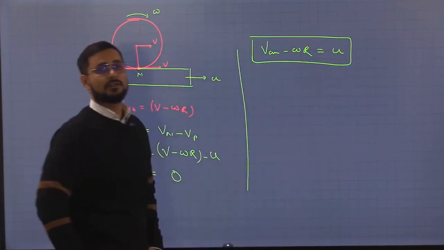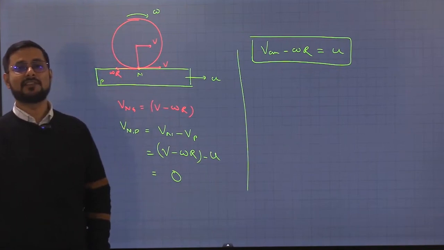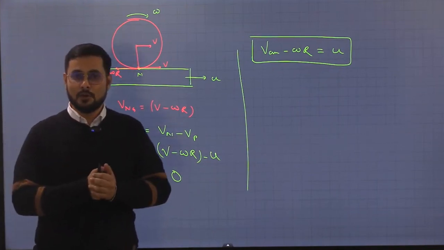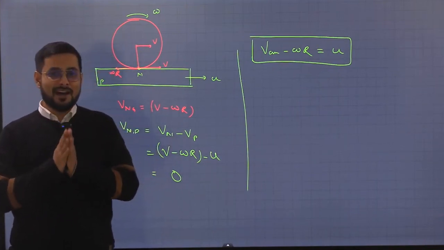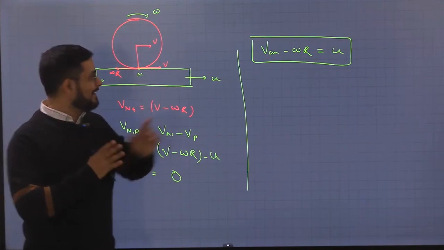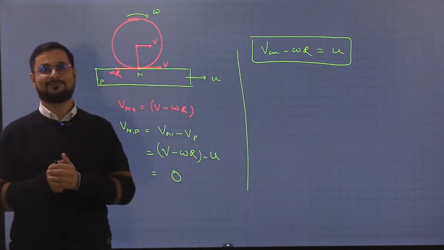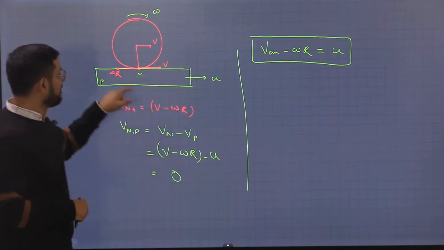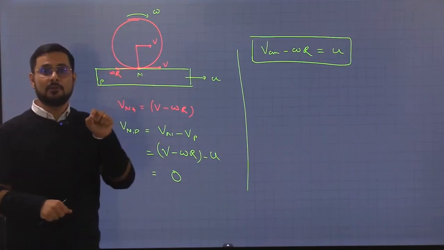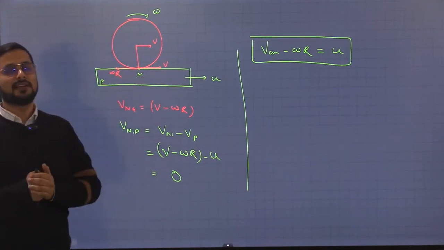So it is not always the case that VCM minus omega r must be 0. No, VCM minus omega r is equal to the velocity of the platform, or you can say that the velocity of the point of contact is 0 with respect to the surface on which it rolls.